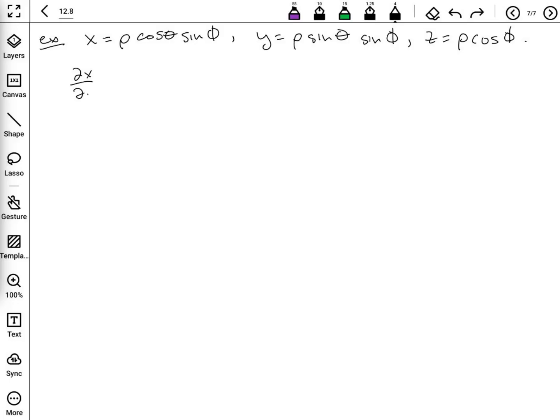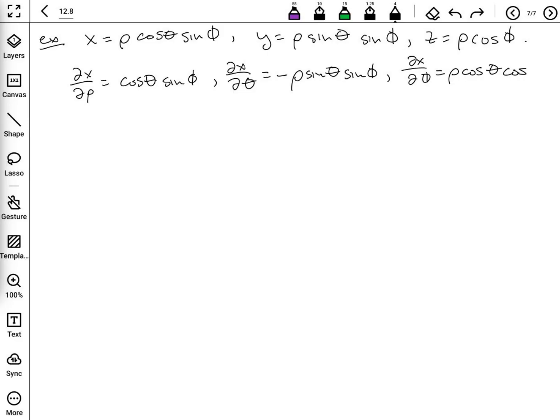But I'm going to just start by plugging through my derivatives. dx d rho is going to be cosine theta sine phi. dx d theta is going to be, derivative of cosine makes a minus, minus sine theta sine phi. And derivative of x with respect to phi is going to be rho cosine theta cosine phi.